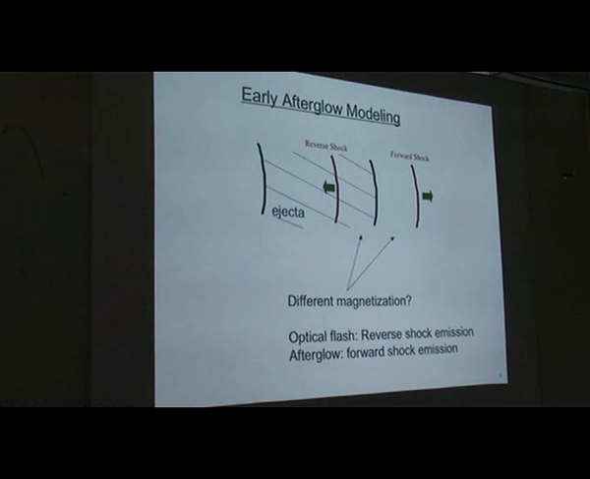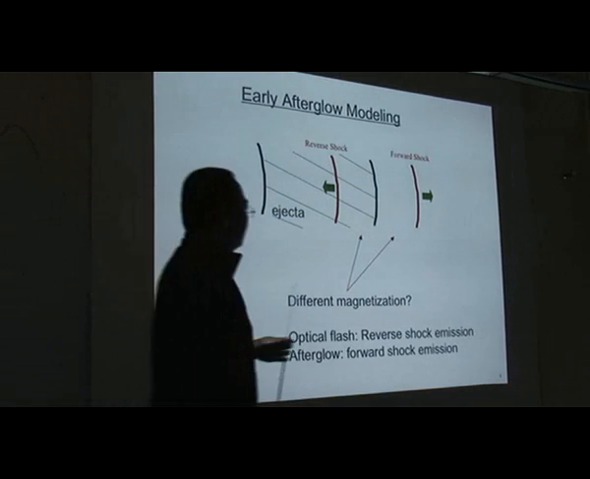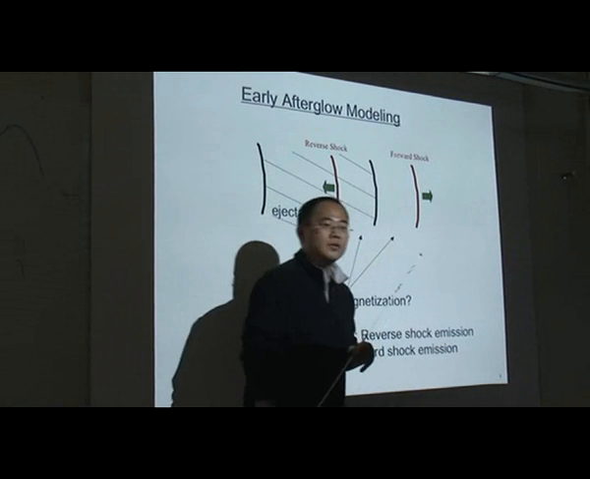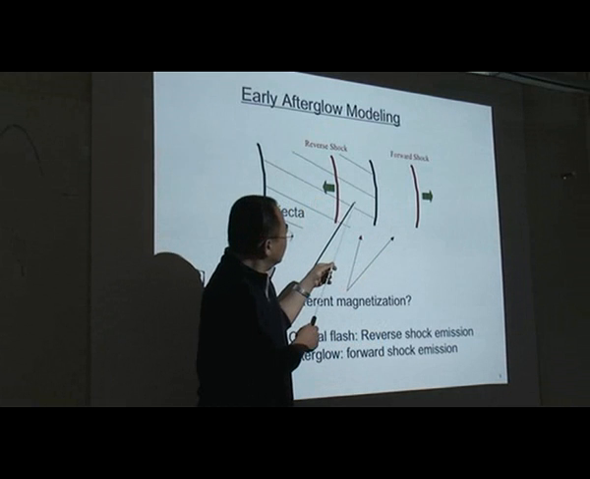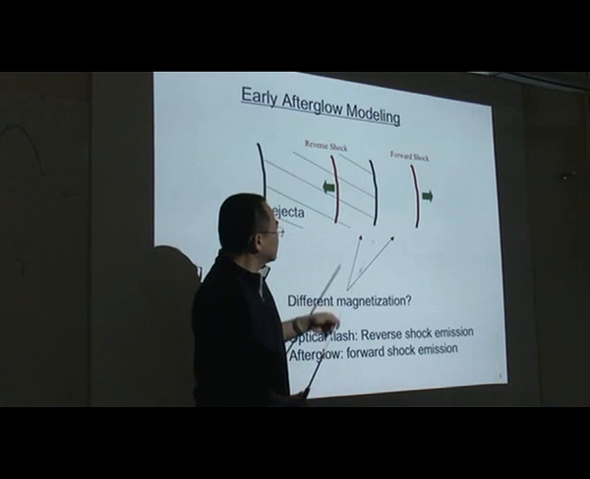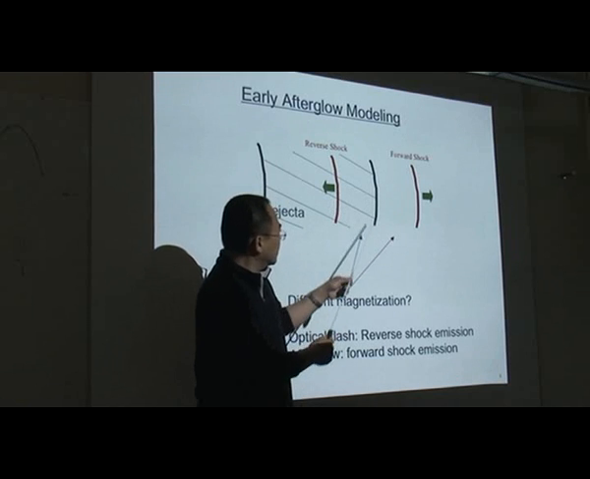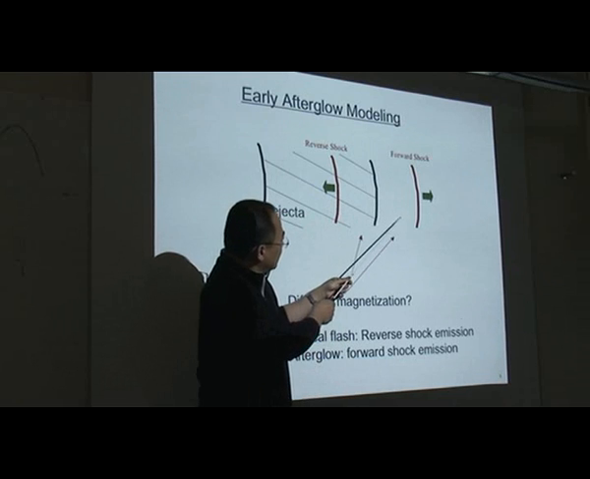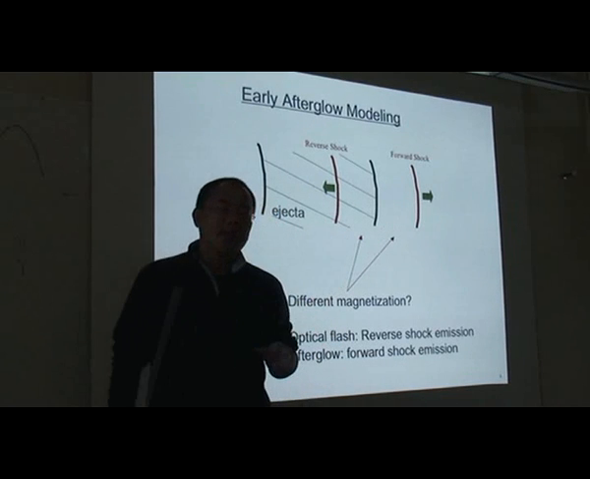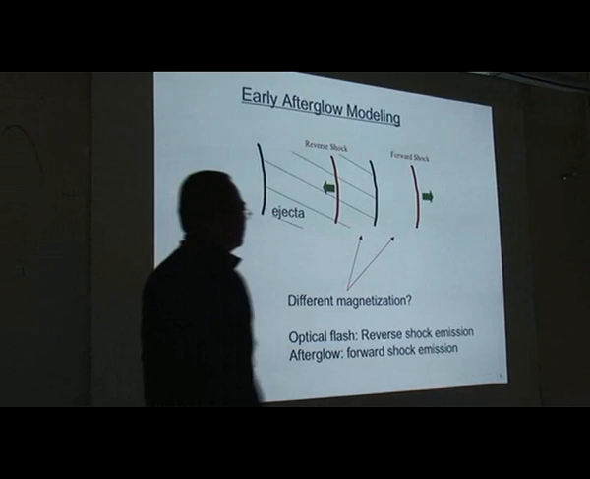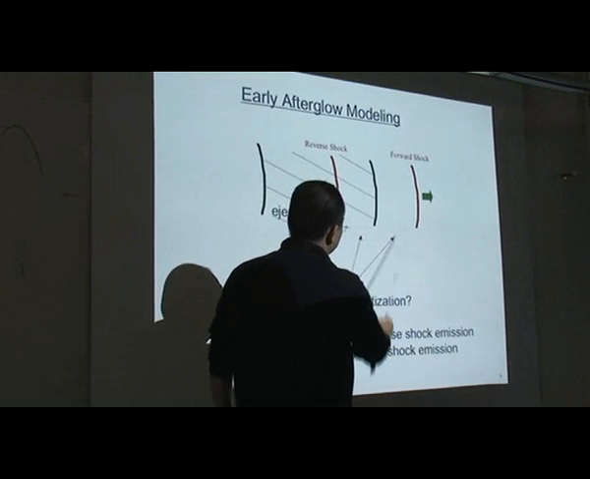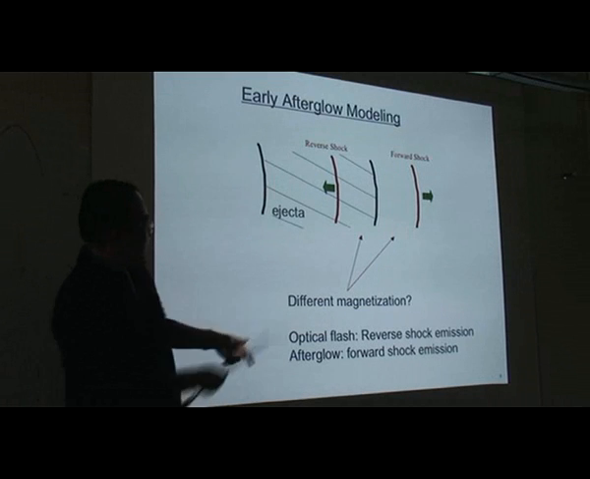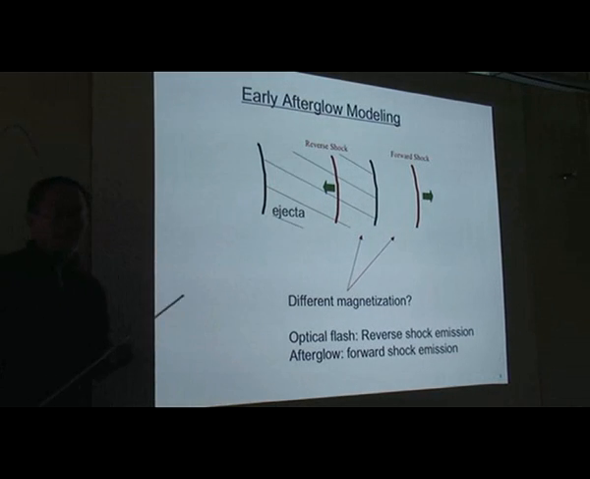Okay, let's come back to this diagram again. This is the forward shock region, the shock in the ambient medium. And here, the reverse shock is propagating into the ejecta itself, so the emitter is the original ejecta. If this is somewhat magnetized, the magnetization may be different here and here. By comparing the emission properties from the forward shock and the reverse shock, we might be able to estimate the magnetization in this region. That's the basic idea.